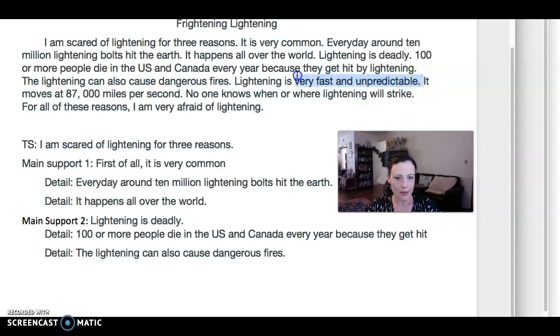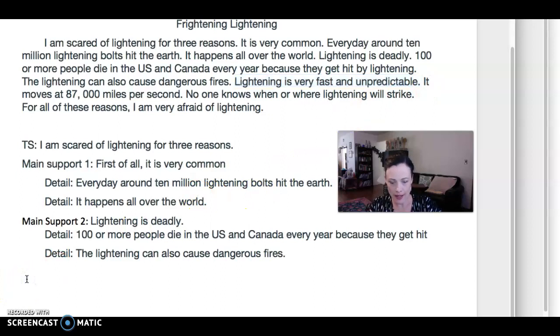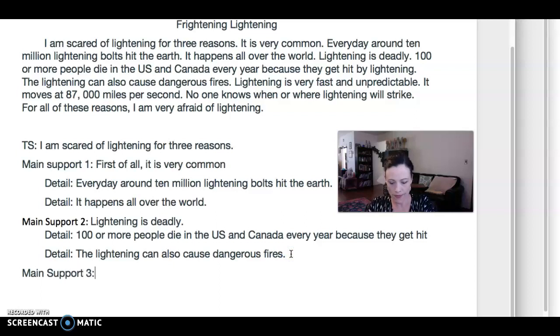I think that's my next main point, but let's check. Lightning is fast and unpredictable. Do I have more information about that, more details after it? It moves at 87,000 miles per second. Oh, yeah, that sounds like fast. No one knows when or where it will strike. Yeah, unpredictable. Okay, so I can see this is my main support 3. And then I have 2 details about it.